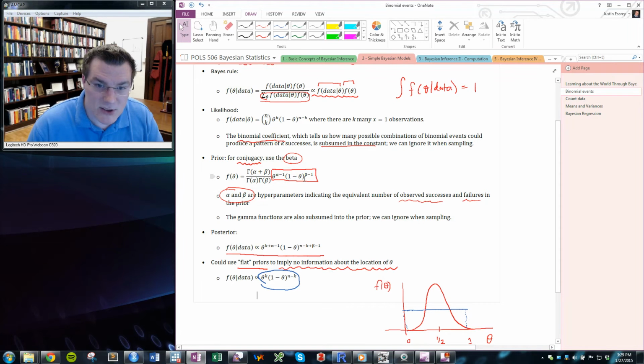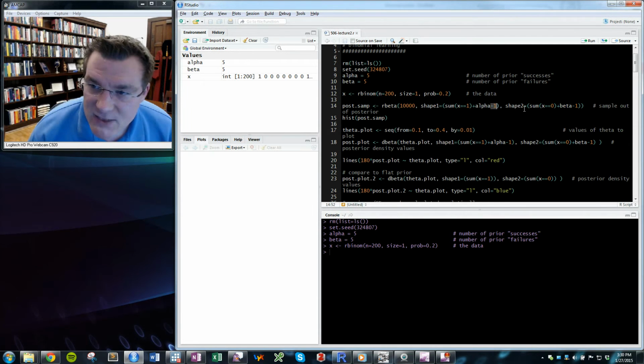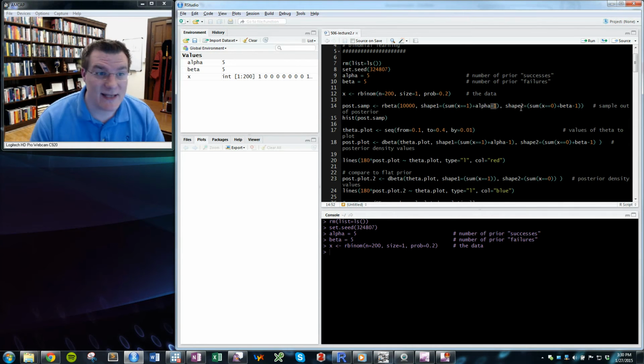So here we go, here's my posterior. I should have k plus alpha minus 1 in the exponent of the first term, where k is the number of successes and alpha minus 1 is my prior parameter. And in fact, I have that. Same thing for the shape, the second parameter, the so-called beta parameter. That's going to be the sum of failures, x equals 0, plus beta, which is my prior parameter for the number of failures, minus 1.